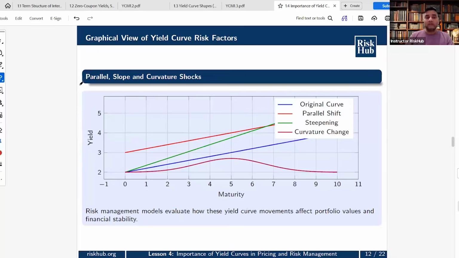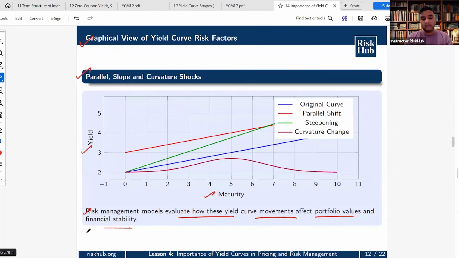Then we get into a graphical view of yield curve risk factors: parallel, slope and curvature shocks. We have a yield and maturity graph; risk management models evaluate how these yield curve movements affect your portfolio values and financial stability. The slide basically shows one chart with 4 lines. The horizontal axis is maturity in years running from 0 to about 10. The vertical axis is yield in percent running from 2 to 5. The blue line, the original curve, starts at 2 and rises steadily to about 3.7.